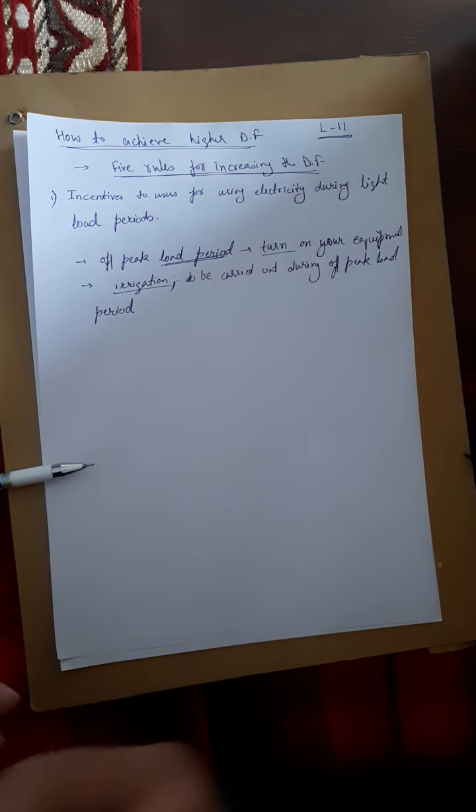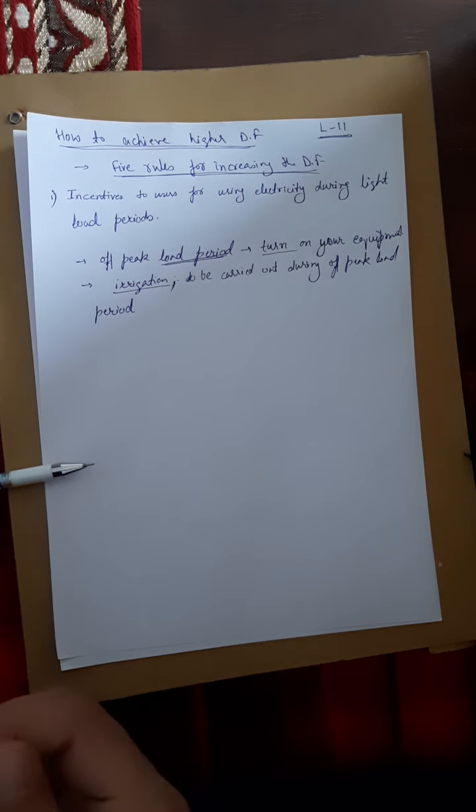So obviously, the industries which are consuming electricity are getting bills in lakhs of rupees. Suppose some industry is getting a bill of 50 to 60 lakhs. If the power company gives them an offer that, since you are a big consumer and consuming such an amount of electricity, it affects our grid, so if you turn on your industry during the off-peak load period, then we will give you a 10% concession in your electricity bill.